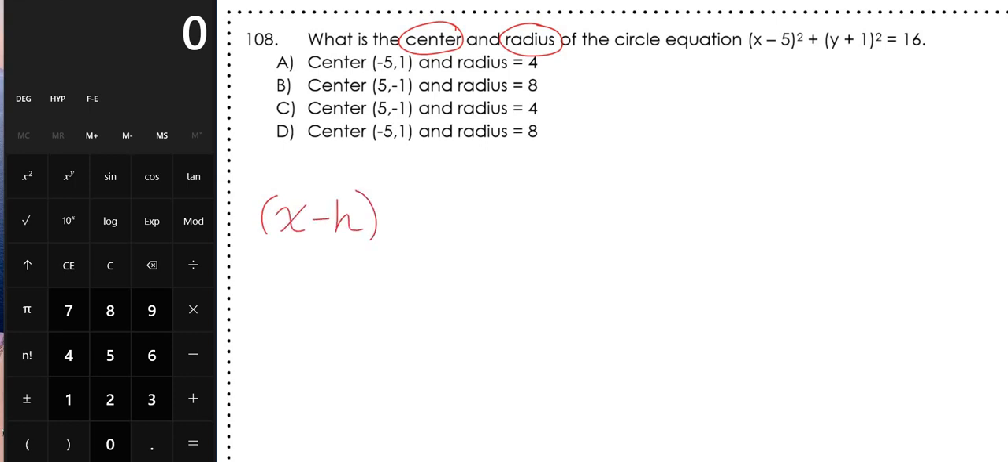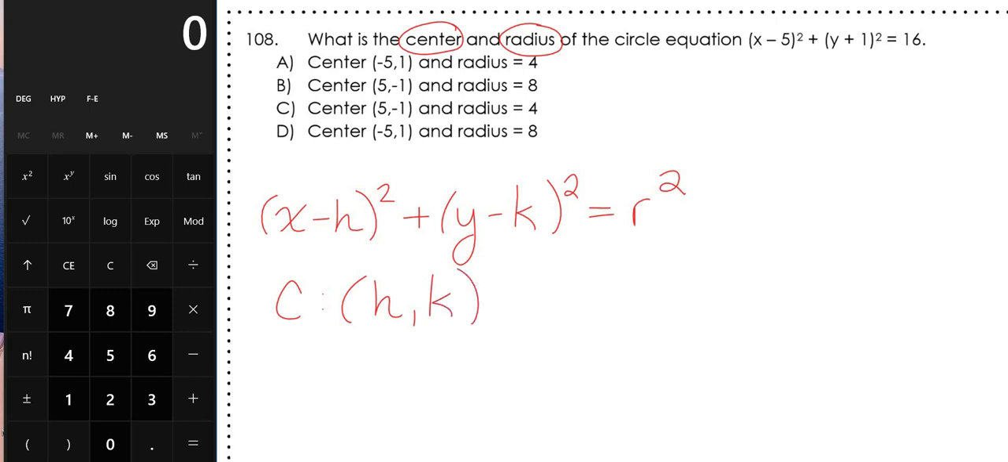(x minus h) squared plus (y minus k) squared equals the length of the radius squared, with your center at (h, k) and your radius is r.